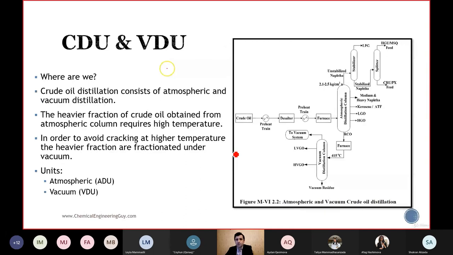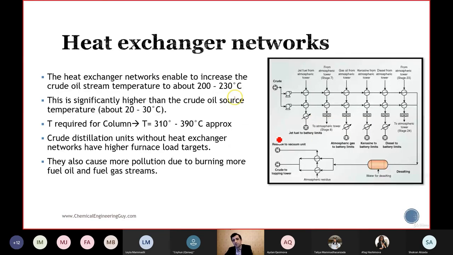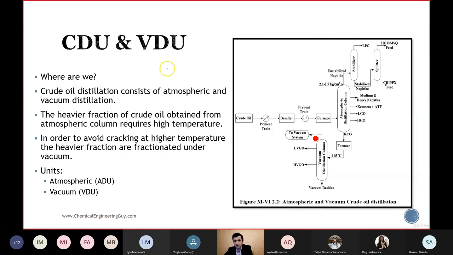So we have the first heat exchanger network, we have the desalting, we have the second heat exchanger network, then we have the furnace, and then crude oil enters the atmospheric distillation unit at around 400 degrees Celsius. The crude oil distillation consists of atmospheric and vacuum distillation. And atmospheric distillation, as I told you, has these products. And then we have the AR, atmospheric residue, which is also sent to the furnace to heat it more.